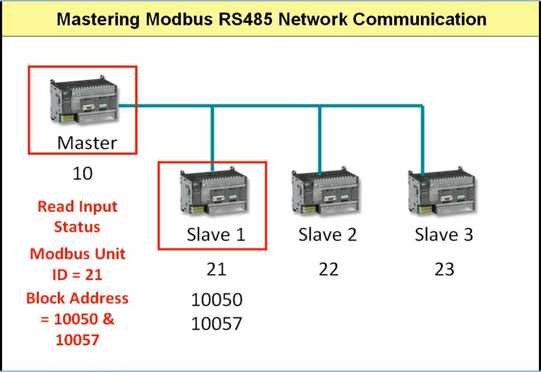But wait, unfortunately we have a little problem there. We can't specify the memory blocks to be read this way. The read input status command is great, the Modbus unit ID 21 is great, but there's a problem with the block addresses. Now here's where Modbus is a little different from many other protocols. Let's take a closer look. Remember, we're concentrating on these memory block addresses 10,050 and 10,057. What we try to do here is just specify those 2 addresses, send the message to the slave, and the slave would respond back with the data at those 2 memory blocks.